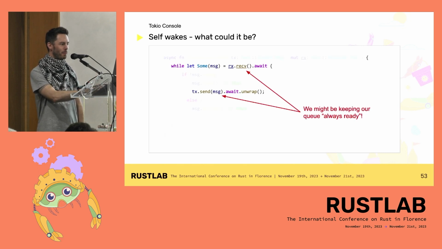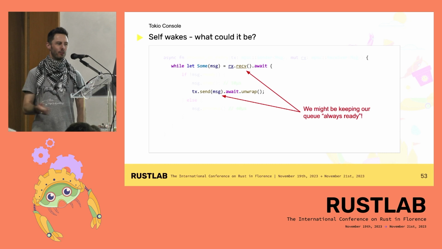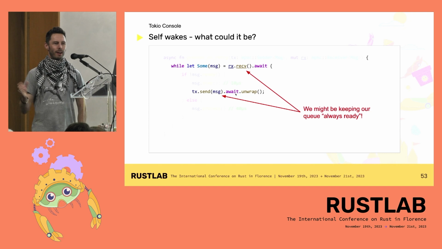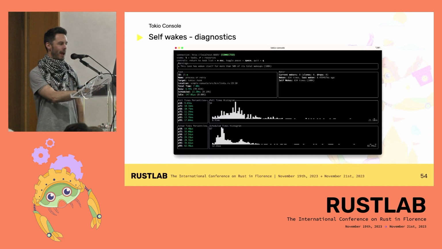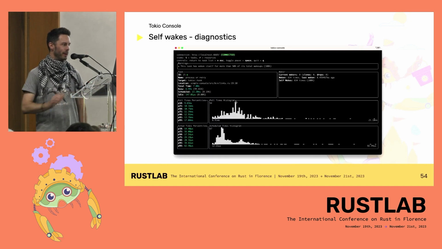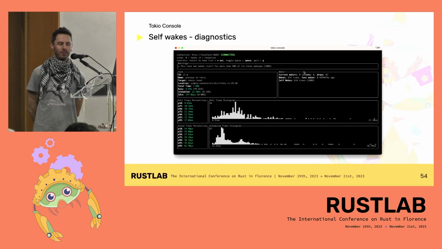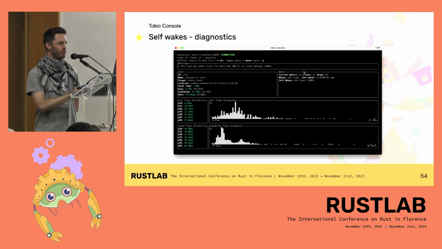But the problem here is we might be keeping our queue always ready. If something else is injecting this stuff in, which we assume it is, we might be keeping this queue always ready. And that means that this await here and this await here will never actually yield back to the runtime because there's always space in the channel and there's always something to do. And this will end up in this situation where, look, lint, the task has awoken itself more than 50% of the time. It's awaking itself 100% of the time, which is more than 50%.